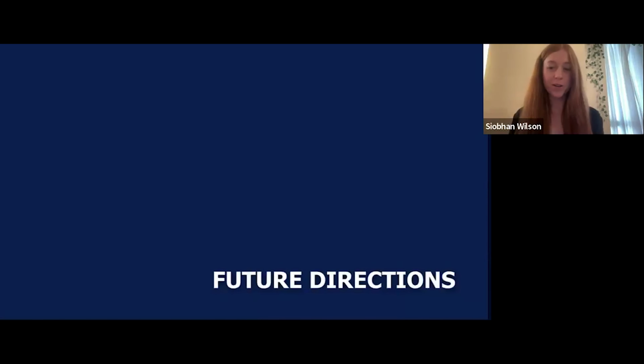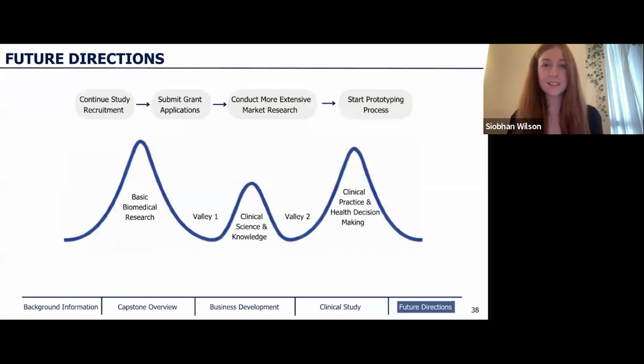So where do we go from here? Thanks to this Capstone project, our startup has made great progress in its first year. With the start of the clinical study, we initiated the proof of principle stage of technology development. And in parallel, we analyzed the intellectual property landscape and the commercial market for gaps and opportunities, while also raising funds to finance these activities.